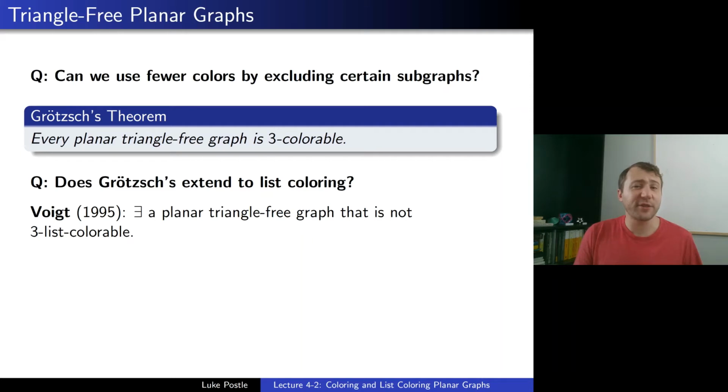So if you remember our discussion about the four color theorem from last class, did it extend to list coloring? No, Vogt had shown that there is a planar graph that's not four list colorable. And then Thomassen came in and showed that they are five list colorable.